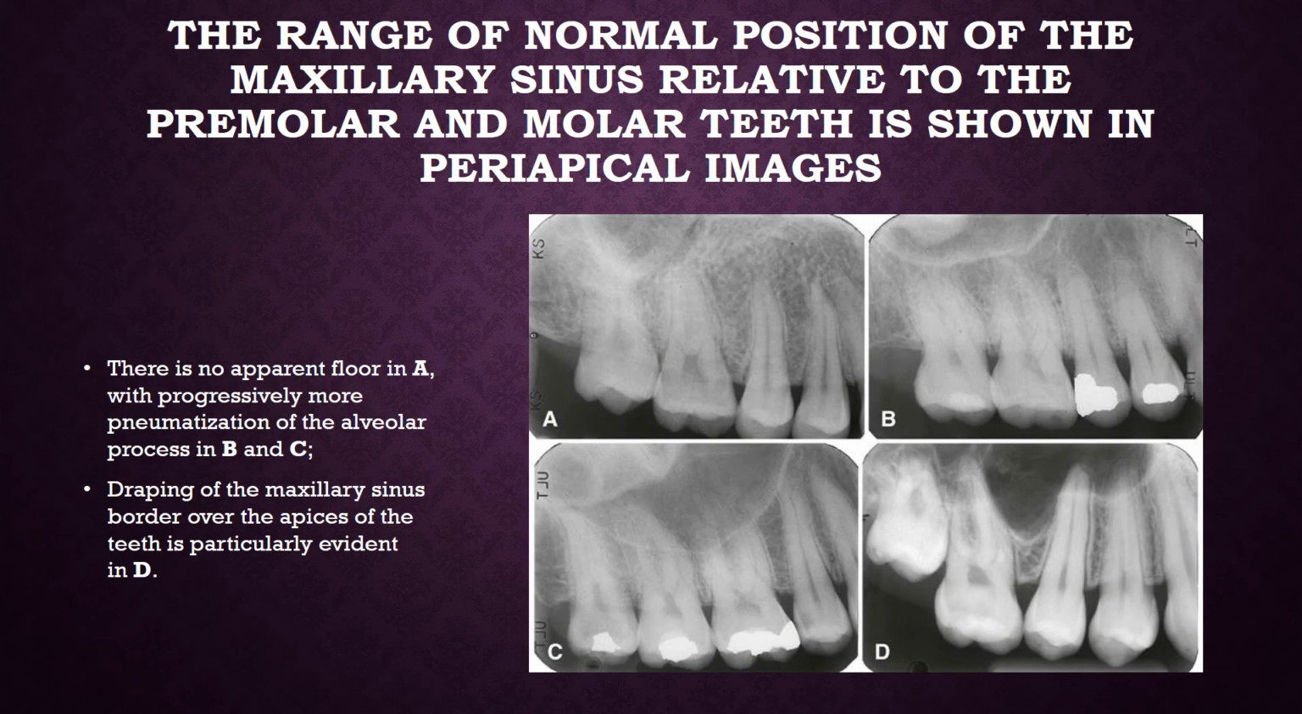The range of normal position of the maxillary sinus relative to the premolar and molar teeth is shown in these periapical images. In images A to D, you will see that in image A, there is no apparent floor of the maxillary sinus, and you will see in B and C that there is progressively more pneumatization of the alveolar process. Whereas in D, you will see draping of the maxillary sinus border over the apices of the teeth, which is particularly evident in this case.